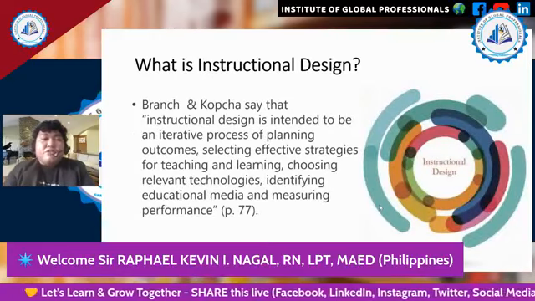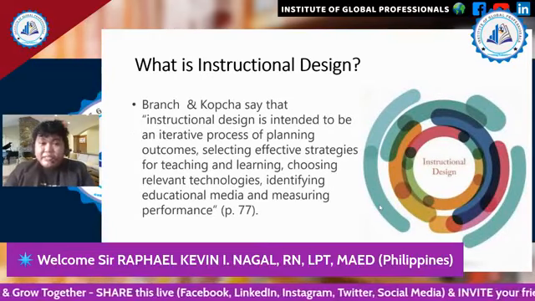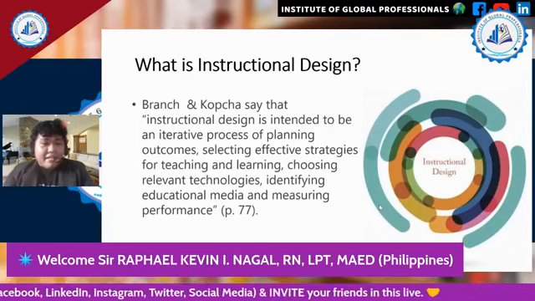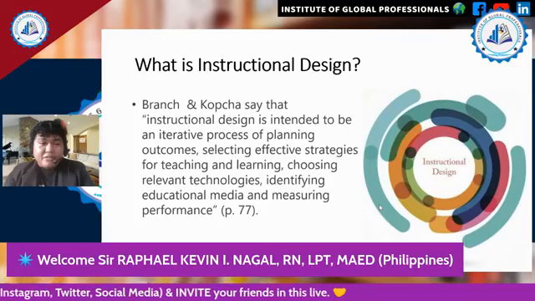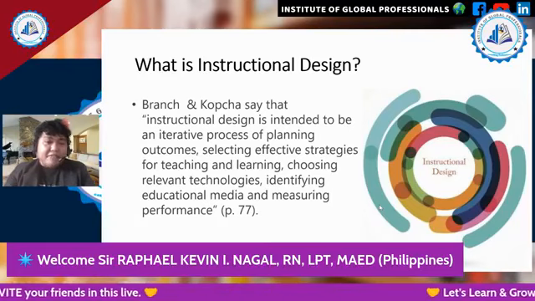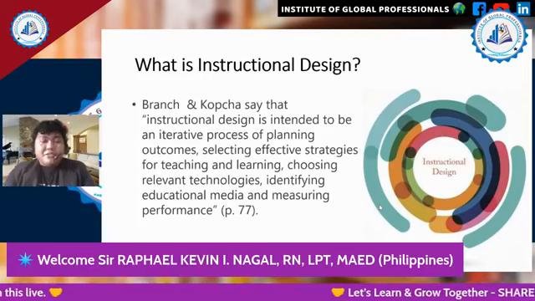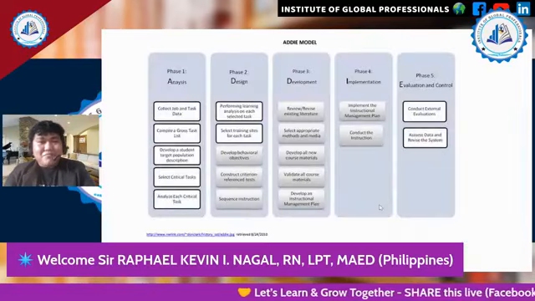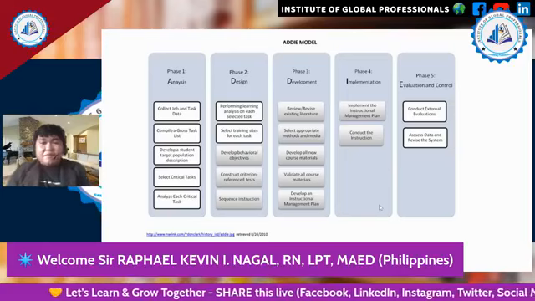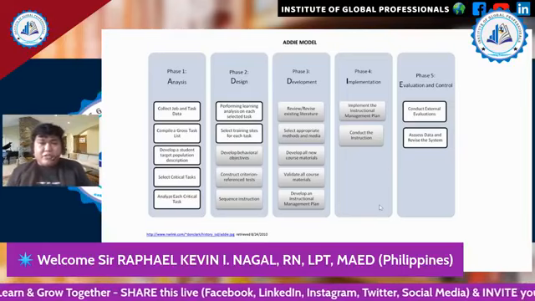Now, Branch and Kopcha said that instructional design is intended to be an iterative process of planning outcomes, selecting effective strategies for teaching and learning, choosing relevant technologies, identifying educational media, and measuring performance. Now, here are some examples. I chose the top seven models of instructional design.